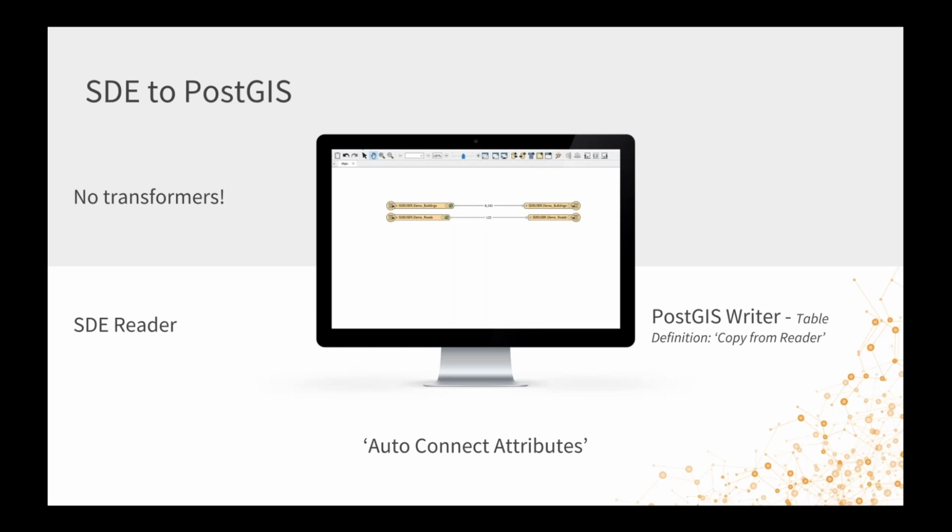And then because the Postgres puts them all in lowercase, the attributes don't quite line up straight away, but you can right-click on the lines between the readers and writers, press Auto Connect Attributes, and it just magically matches them up all together. And then that's your workspace built. It might be the quickest workspace I've built in a long time, actually. And there's no transformers as well, so that's a win.